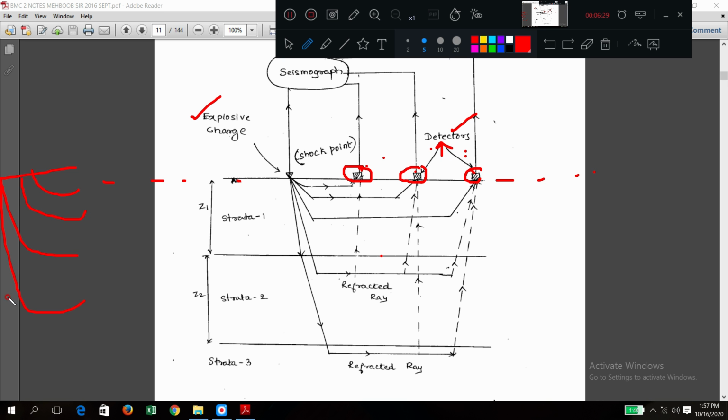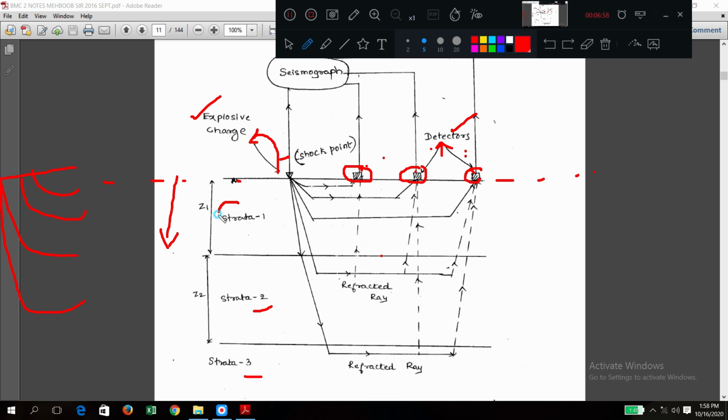These are called detectors. So first is what? Explosive charge, the shock point. Second portions are detectors. Now there are different strata. There may be different layers in the soil. So strata 1, strata 2, strata 3. What is that Z1, Z2? It's depth. So strata 1 is of Z1 depth, maybe 10 centimeters, maybe 15 centimeters, like that. So Z2 is a different value, Z3 is a different value.